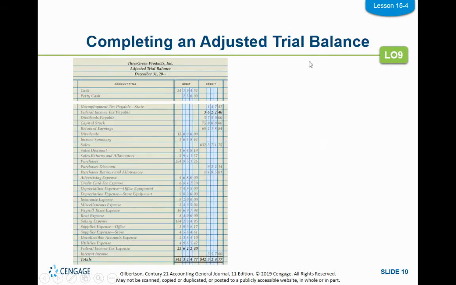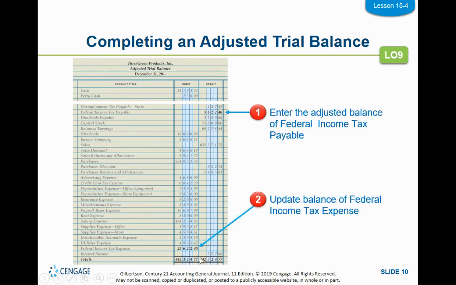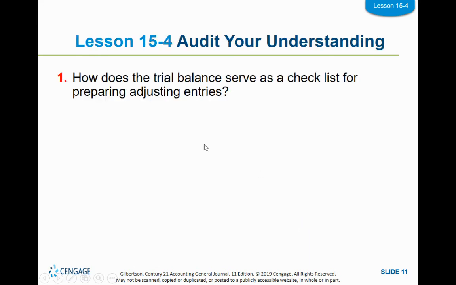And then you go back to your adjusted trial balance and you fill in that $23,622.40 on there. And you would also fill in the federal income tax payable and the federal income tax expense. And after those two things are done, your adjusted trial balance should equal at the bottom. And that's basically how you do those adjustments.